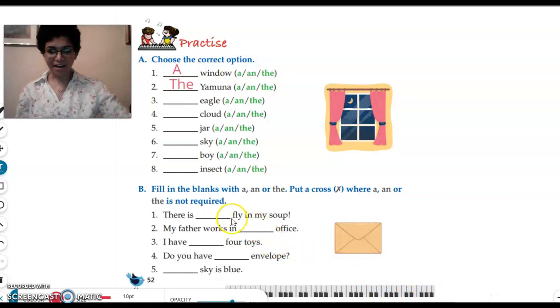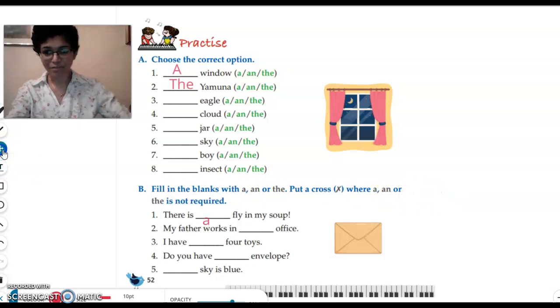There is dash in my soup. Sorry, there is dash fly in my soup. So fly is the noun here. Fly, how does it start? It starts with F, so it is a consonant. With a consonant, it can go A or the, right? And am I speaking about a specific fly or any fly? I'm speaking generally, any fly, right? So what do I write here? There is a fly, a fly.